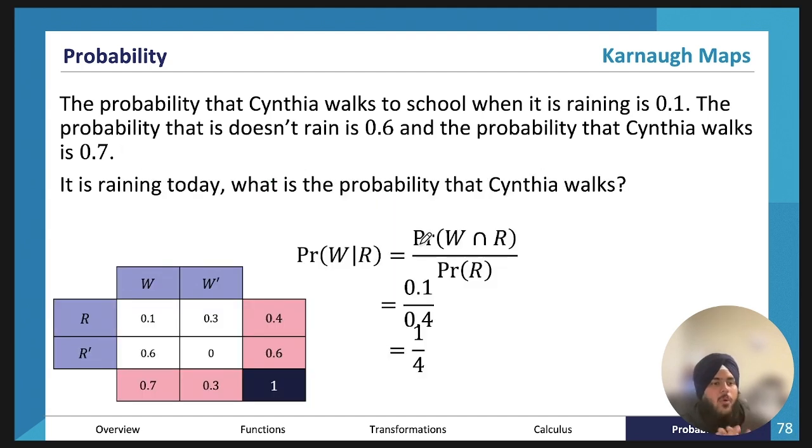So if it is raining today, this is how the questions are going to start if it is a conditional probability question. They're going to give you a condition first. It is raining today, so that's the condition. What is the probability that Cynthia walks? So now instead of finding the probability that it is raining and she walks, we're finding the probability that she walks given that it is raining. So essentially we just have our formula: probability of walking given rain. We put it into the formula: probability of W and R over probability of R. Pretty straightforward, just looking straight from the Karnaugh map, we easily get our answer. Again, let me know if you have any questions.